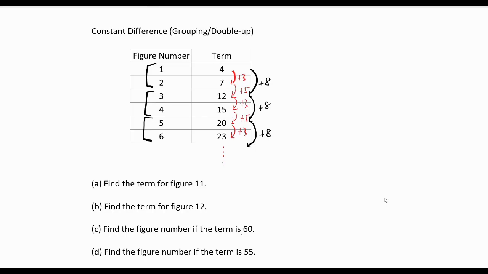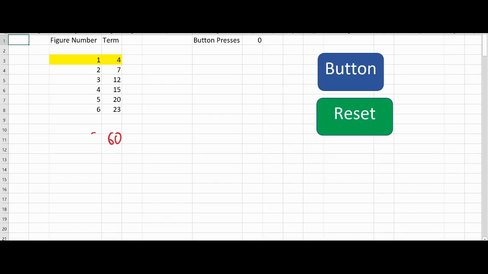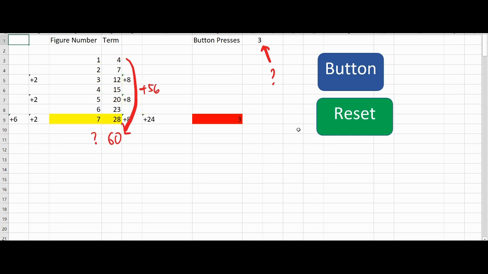You also need to know how to predict the figure number when you are given the term. Let's say the term is 60. Again, let's figure out the number of times we need to press the button. Starting from the first term, which is 4, we have to add 56 to get to 60. Since we add 8 every time we press the button, we need to press the button 7 times, because 56 divided by 8 is 7. So if we press the button 7 times, which figure will we be at? The figure number increases by 2 every time the button is pressed. So since 7 times 2 is 14, we add 14 to figure 1 to arrive at figure 15.